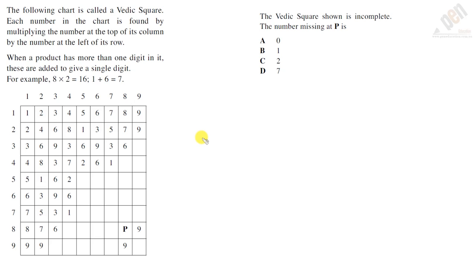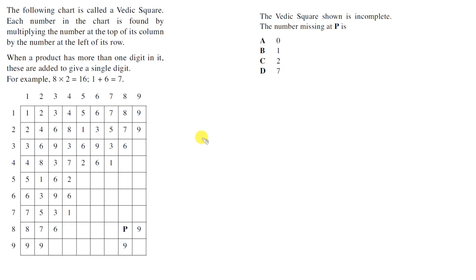The following chart is called a Vedic square. Each number in the chart is found by multiplying the number at the top of its column by the number at the left of its row. When a product has more than one digit in it, these are added to give a single digit. For example, 8 times 2 is equal to 16, but then 1 plus 6 is equal to 7.